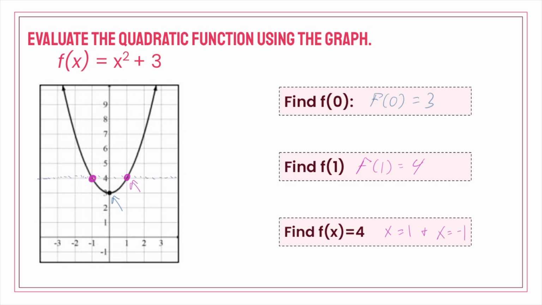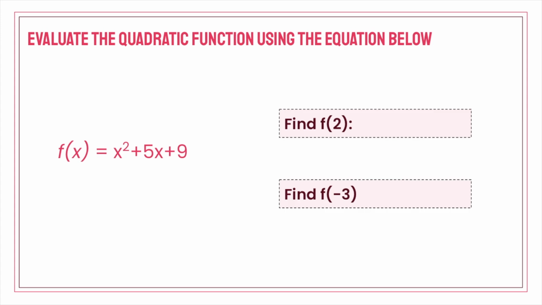Now let's see what to do if we don't have a graph. Here it wants us to evaluate the quadratic function using the equation below. f of x equals x squared plus 5x plus 9, and we've got to find f of 2, with 2 inside the parentheses, and find f of -3. So let's start with f of 2.